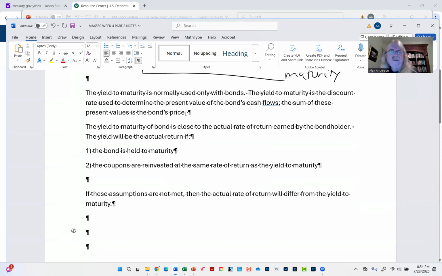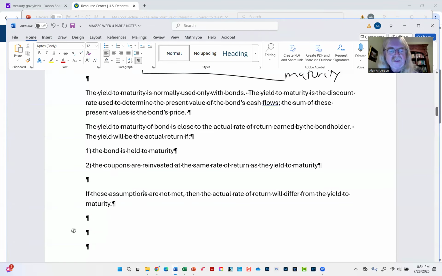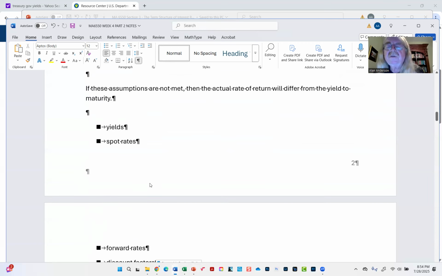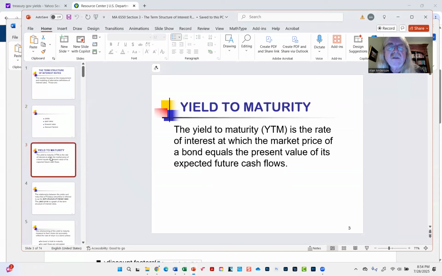All right. So what are these rates that we're looking at here? Let me copy the list in here so we can understand where we're going with this. Now the yield curve, the yields, are the ones that we will start with. That will always be the starting point. Now, the yield is the unique interest rate at which the market price of the bond equals the present value of its expected future cash flows.